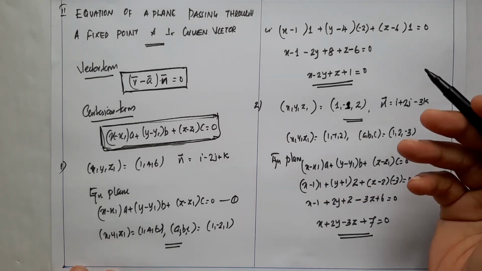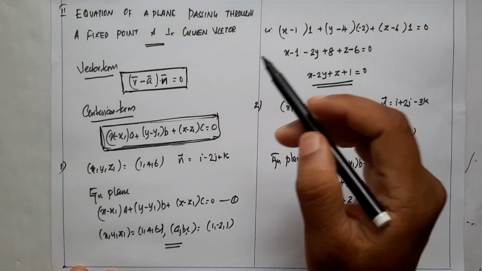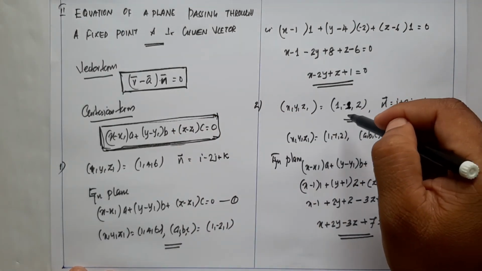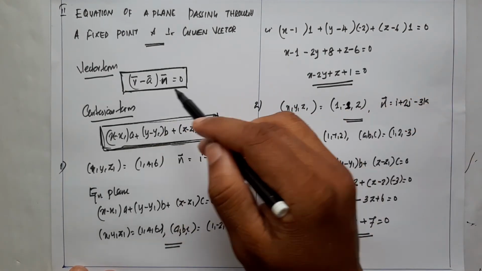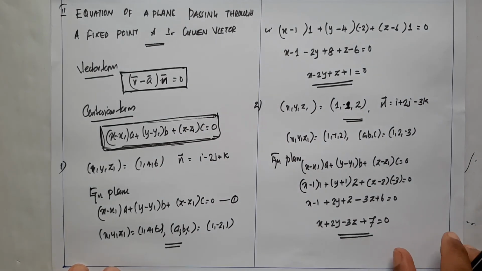If you want to find the vector form, then we substitute a and n into the given equation. That is r minus a, corresponding to i minus j plus 2k, dot n, corresponding to i plus 2j minus 3k. Taking the dot product we get the answer. That's all. It's very simple.